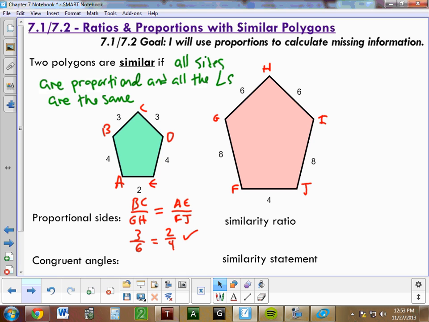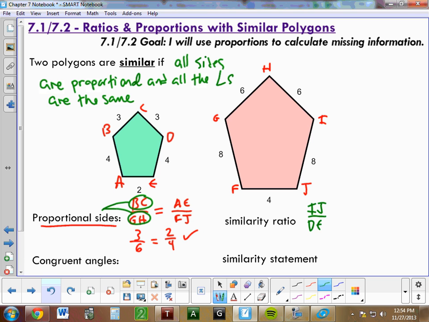So showing what proportional sides are, that is writing a similarity ratio, and I've just written one. Proportional sides are like BC and GH, which are proportional to each other. Those are an example of proportional sides. A similarity ratio is the entire thing that we just wrote. Another example of a similarity ratio would be IJ over DE, so this side and this side, should be proportional to JF and EA.